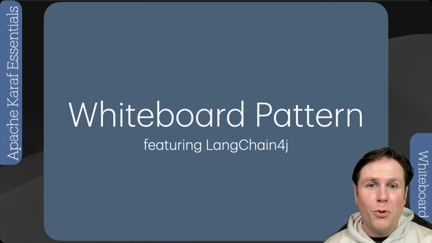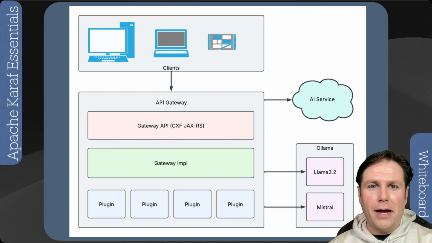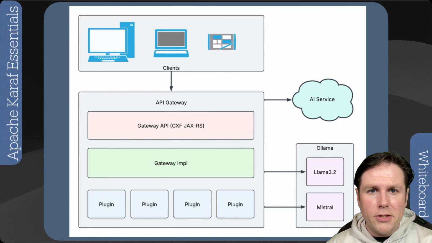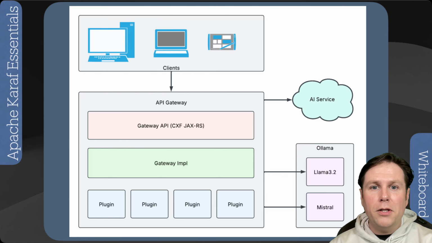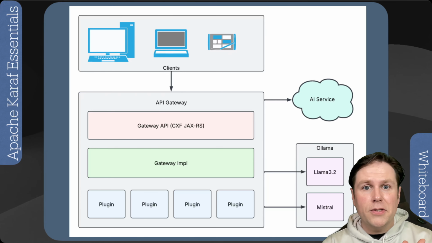Let's get into the Whiteboard Pattern, but first let's do a very fast recap of the API Gateway Pattern and the stack we're using. Keep in mind, the whole point of this pattern is to allow all of our clients to talk to a centralized location to take advantage of security, resilience patterns, monitoring, everything being in one location to our backend services and other cloud-based services.